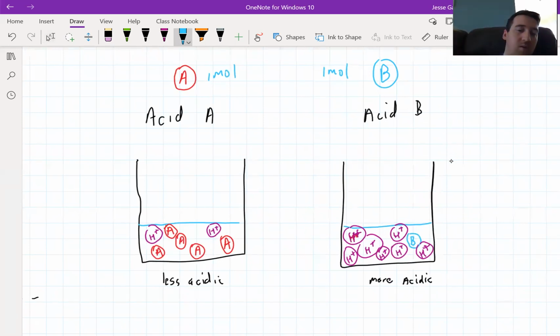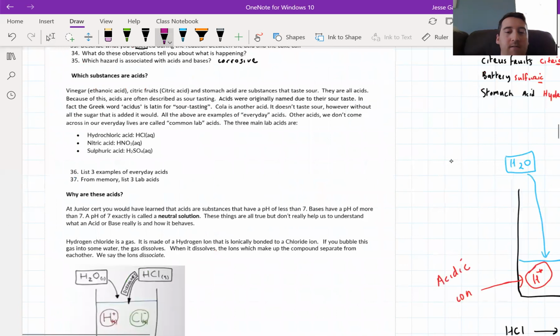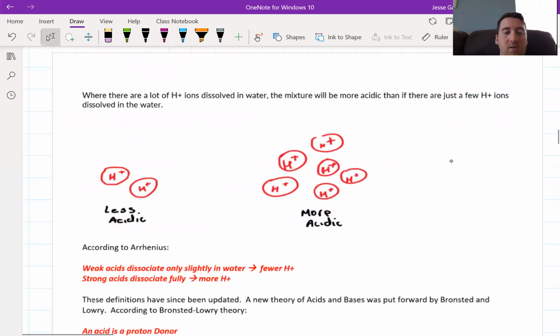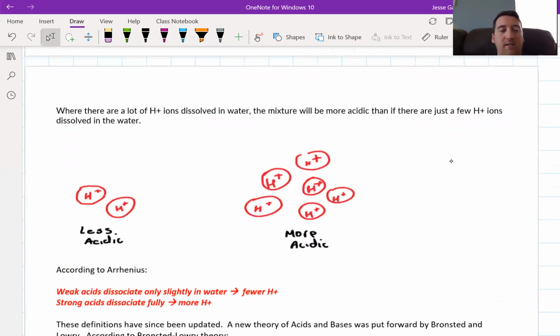Now, what he termed these is he termed these weak acids, and he termed these ones, B, strong acids. So how did he define them? He said weak acids are acids which dissociate only slightly in water. So they produce fewer H plus ions, whereas strong acids are acids which dissociate fully in water. They produce more hydrogen ions, or H plus ions. So at this stage, I'm going to get you guys to have a look at this now and write down these two definitions in red here.